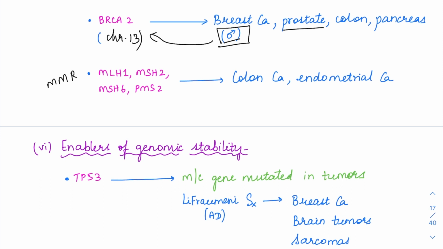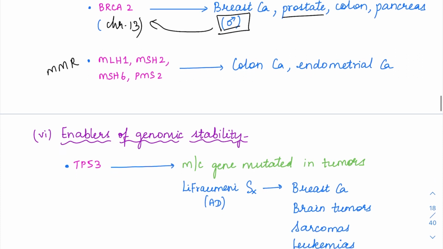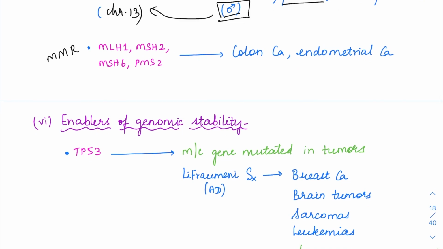Then the third DNA repair gene is going to be the MMR gene. The MMR genes are nothing but mismatch repair genes. We'll be seeing that again. The mismatch repair genes are MLH1, MSH2, then MSH6, PMS1 and PMS2. So these five are going to be called the MMR genes.